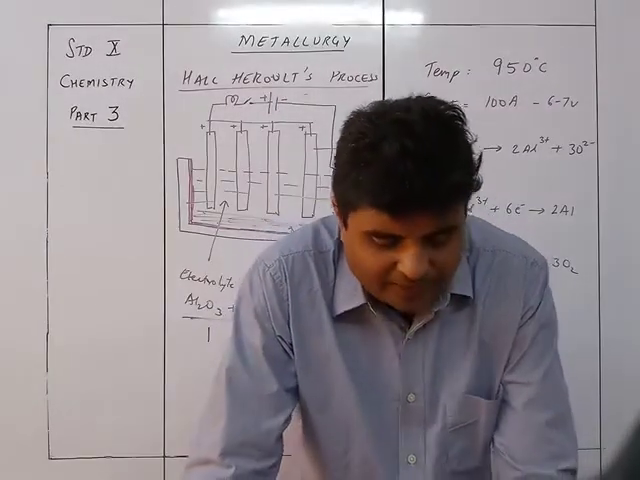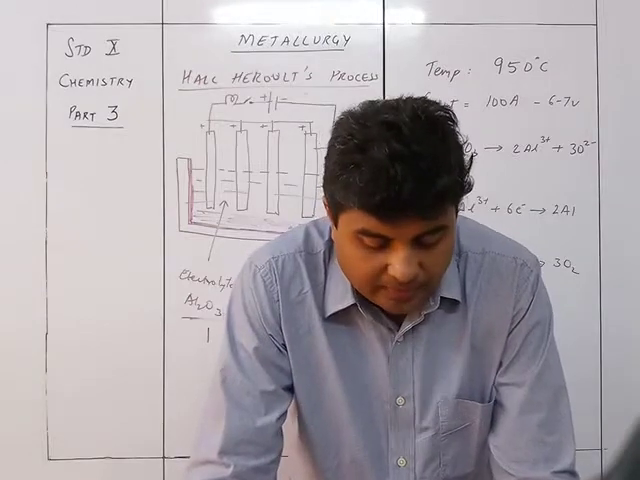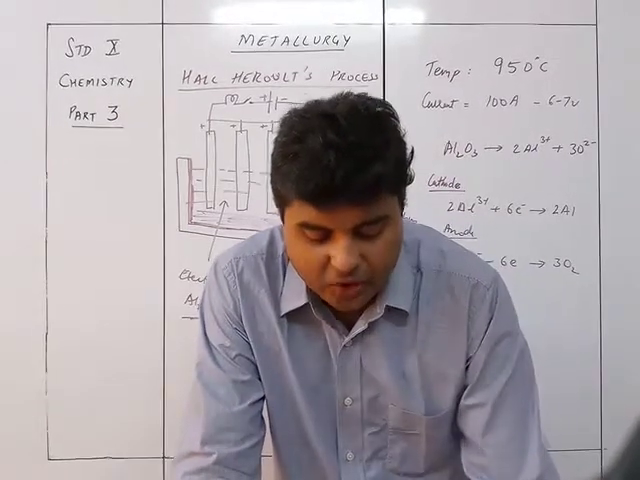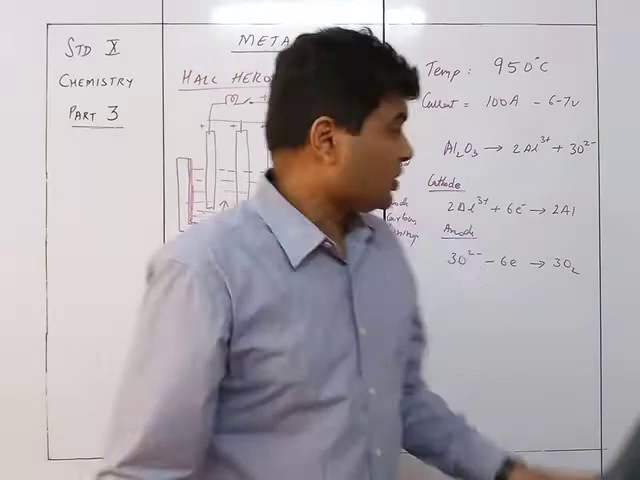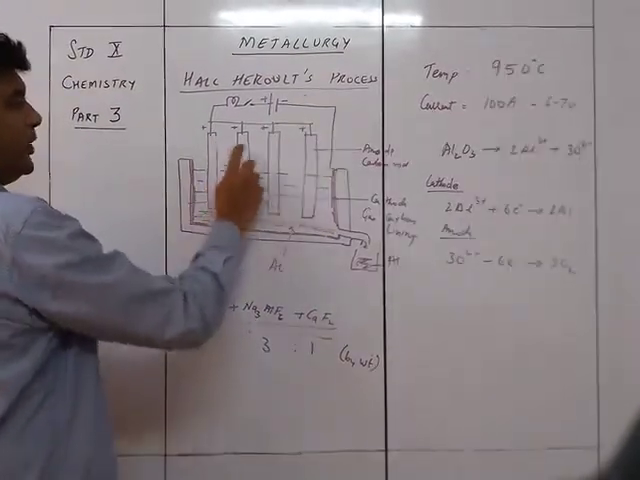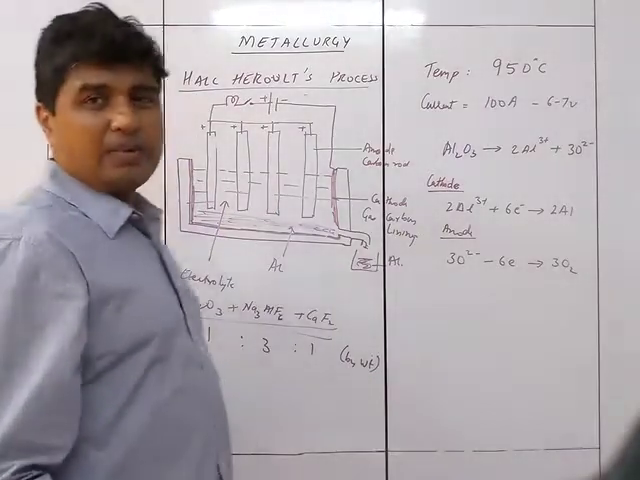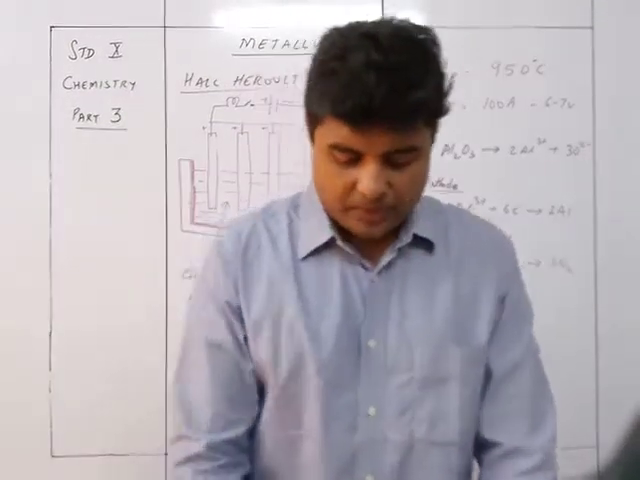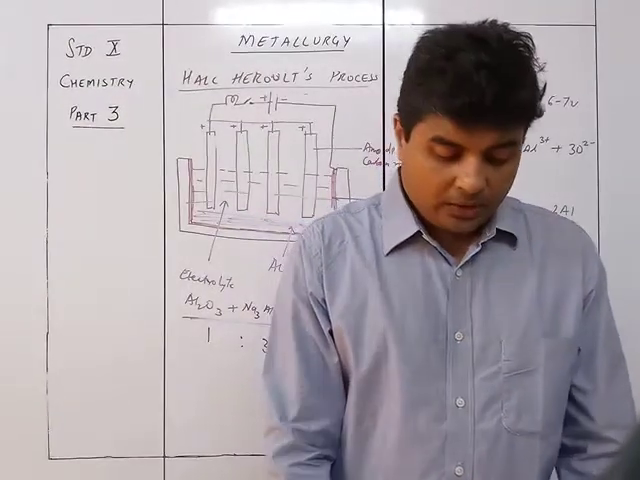So the product formed at the cathode will be pure aluminum metal, and at the anode, oxygen gas. Because oxygen gas reacts with the carbon anodes, it may become carbon monoxide or carbon dioxide at the anode.